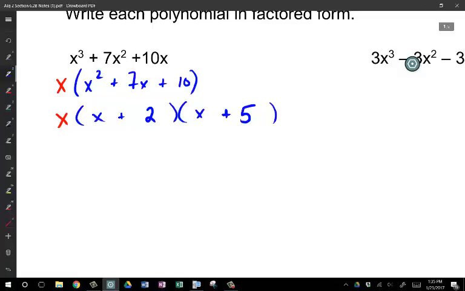Now, could you have said x plus 5 then x plus 2? Could the x be all the way at the back? Yeah. Any one of those is fine. The order doesn't matter. So let's slide over to the next one.